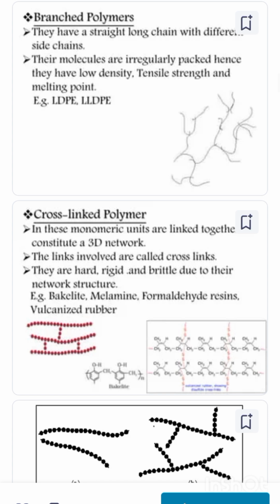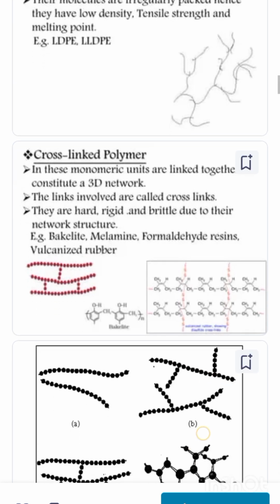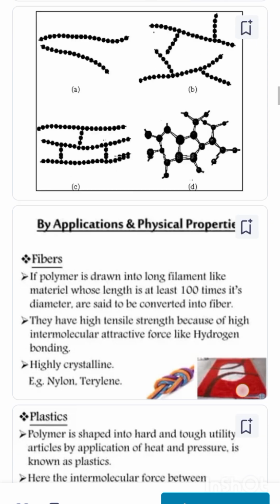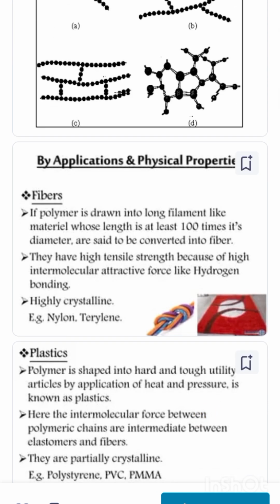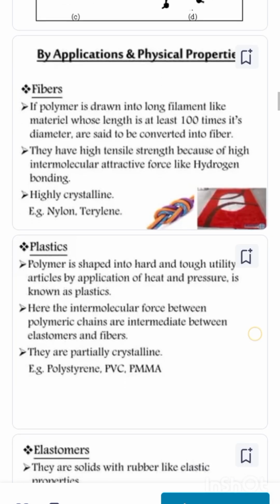In these, monomeric units are linked together and constitute a 3D network. The links involved are called cross links. They are hard, rigid, and brittle due to their network structure. Example, bakelite, melamine formaldehyde resins. By application and physical properties, fibers. If a polymer is drawn into a long filament-like material whose length is at least 100 times its diameter, it is said to be converted into fiber. They have high tensile strength because of high intermolecular attractive forces like hydrogen bonding. Highly crystalline. Example, nylon, terylene.